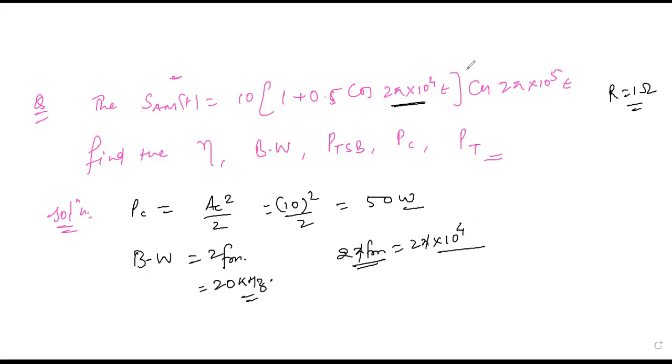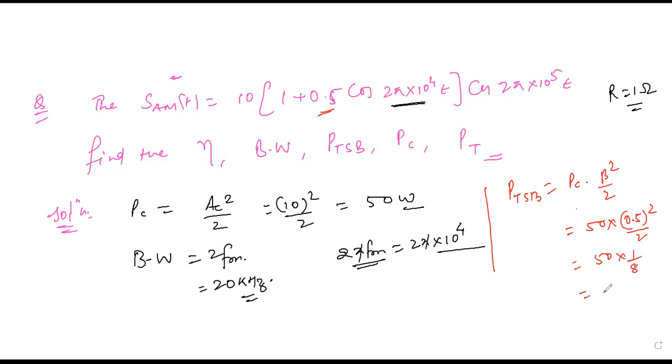What is the total sideband power? Total sideband power equal to PC into beta square by 2. So PC is 50 into beta square, beta is 0.5, so 0.5 square divided by 2. This is 50 into 1 by 8, which is 6.25 watt. Sorry, 25 watt.